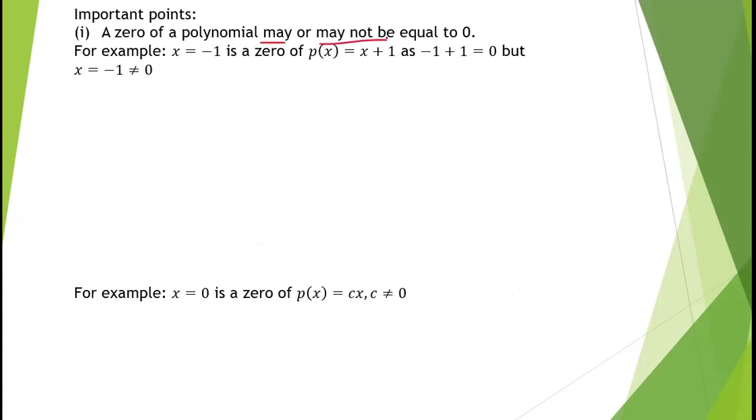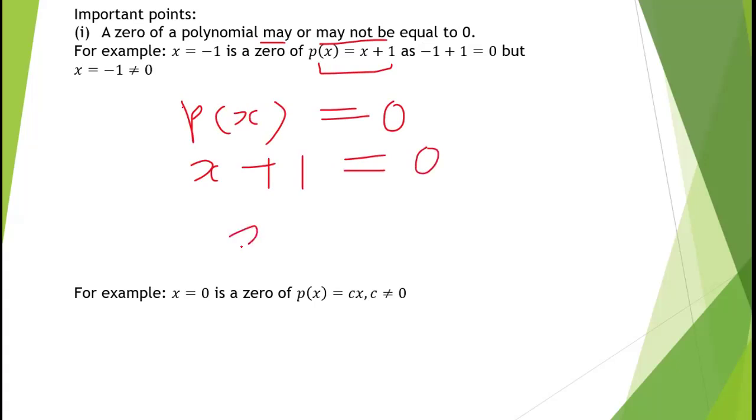How? For example, if we consider the polynomial p(x) equal to x plus 1, now if we want to find its zero, how will we find it? We will put p(x) equal to 0 here. Here we will get x plus 1 equal to 0. This will give us x equal to minus 1. So x equal to minus 1 is the zero of this polynomial. Here, as I can see, x equal to minus 1 is a zero of this polynomial, but x equal to minus 1 is not equal to 0.